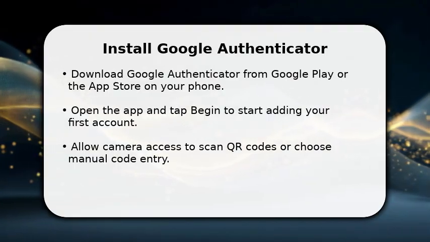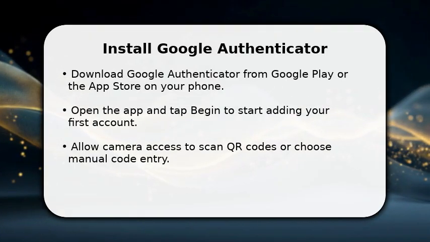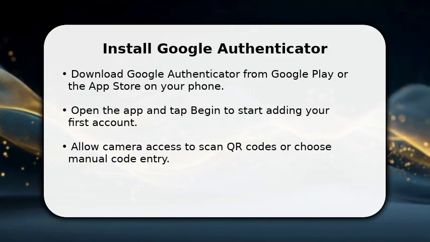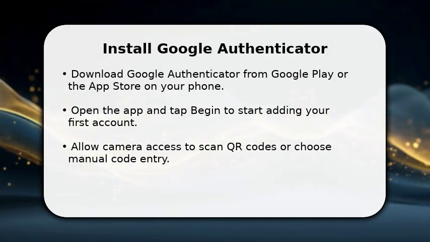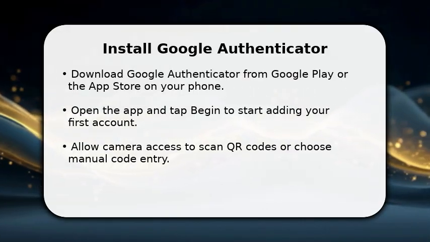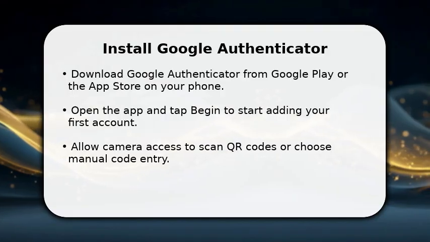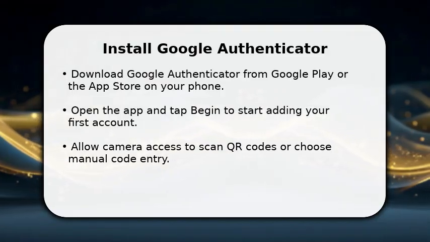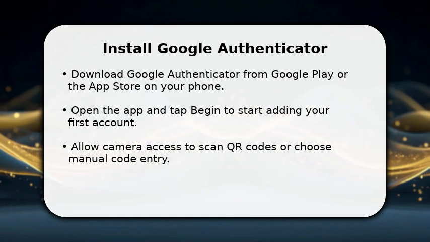If you prefer manual entry, copy the account name and the 16-character secret key from the website. Enter the secret key exactly and select time based as the code type. The app will create a new entry that generates a 6-digit code every 30 seconds.